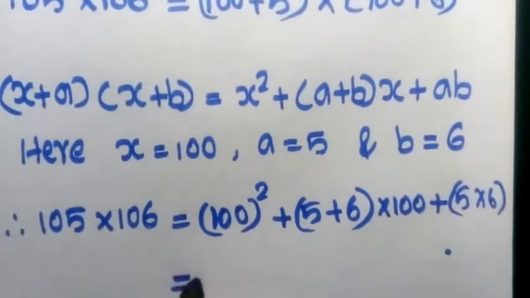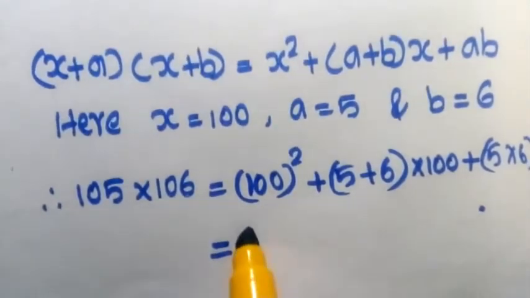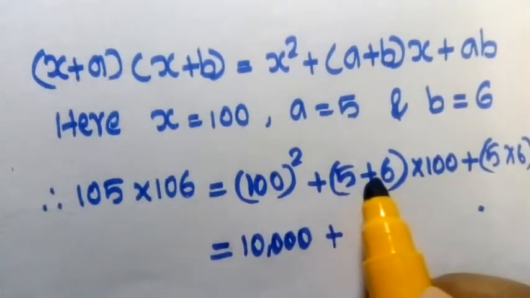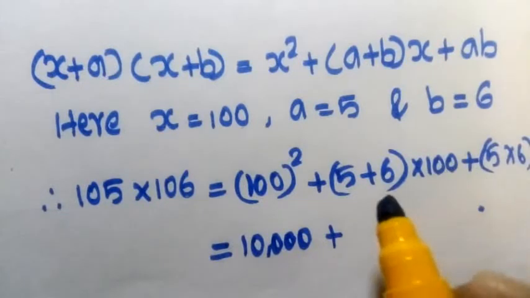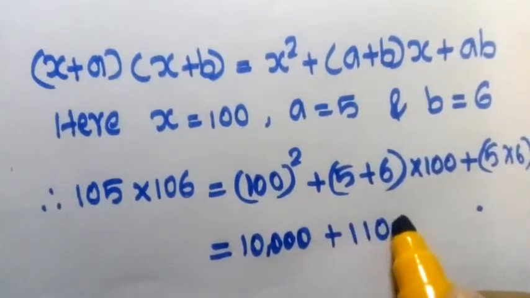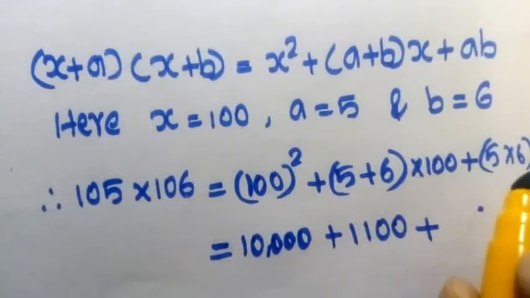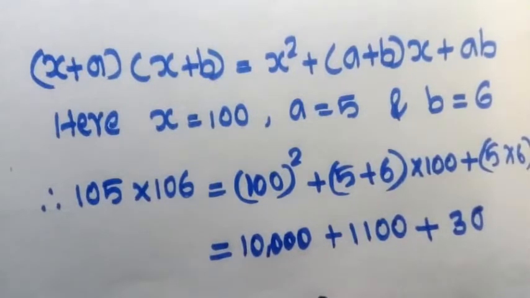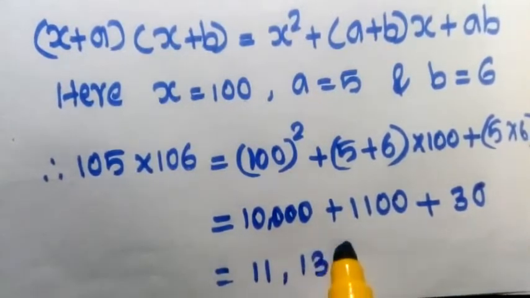Which is equal to 100 square is 10,000, plus 5 plus 6 is 11. 11 into 100 is 1100, plus 5 into 6 is 30. If you add these numbers, you will get 11,130.